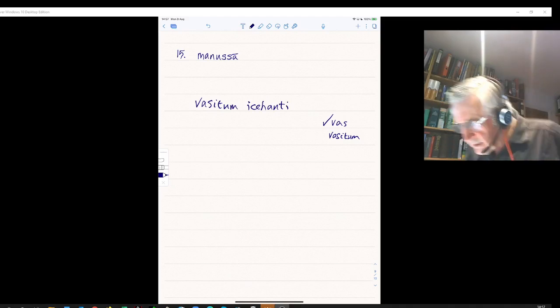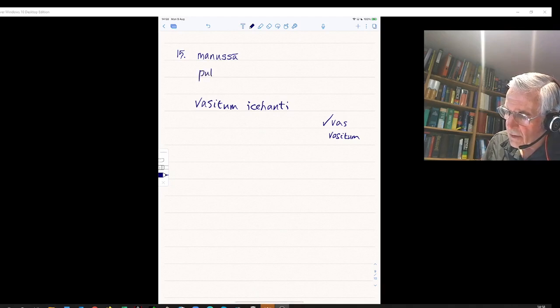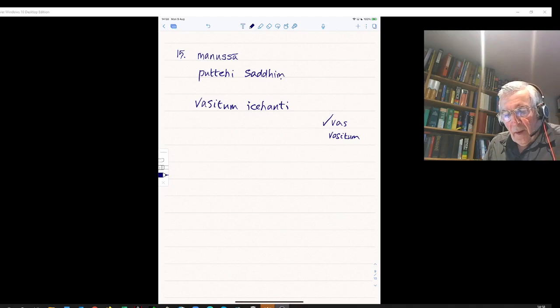So, men wish to dwell, manusa vasitum ichanti, with their sons in houses in the city. So with their sons, just with sons, puttehi saddhim. You have to use the saha or saddhim here, not the instrumental alone. So instrumental plural, with their sons, puttehi saddhim, or saha, either would do. In the city, in houses.